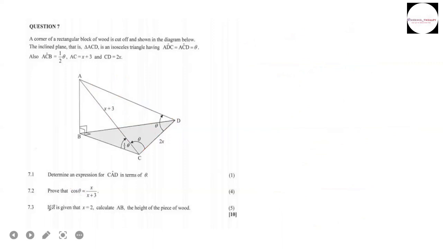So in 7.3, they are saying if it is given that x is equal to 2, calculate AB, the height of the piece of wood. So calculate AB. Now we can see that AB from this triangle here is in a right angle triangle. That means we can use SOHCAHTOA. But then the first thing that we need to have is our angle there, which we can calculate using this. We have cos theta. We are given the value of x is 2. So that means we'll have 2, and then what is 2 plus 3? That's 5.